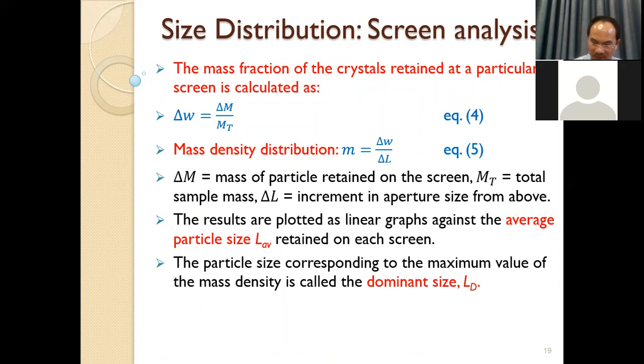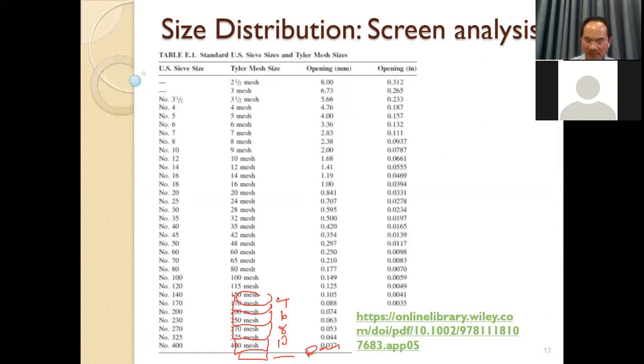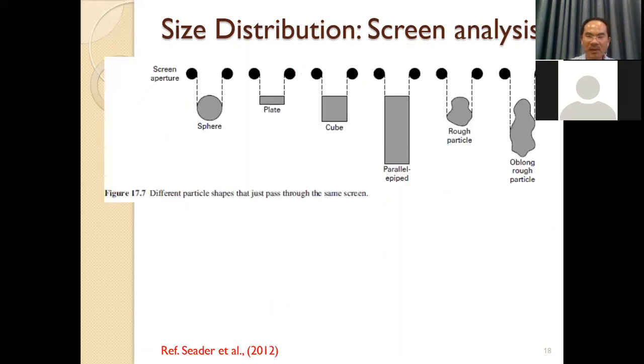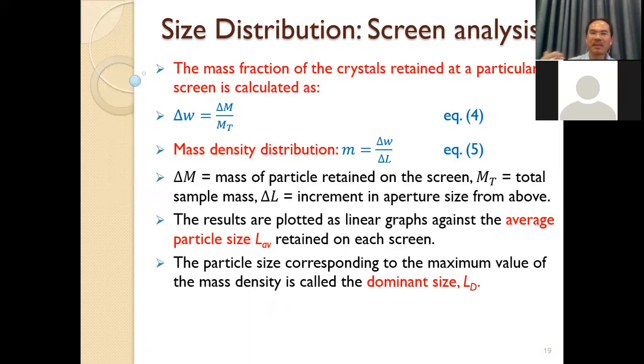For that case, we have screen number 1, number 2, number 3, number 4, and pan. This is the pan. It may be number 4, number 6, number 8, number 10, and pan. You can use the shape for all, or it may be number 4, number 7, number 16, and pan. It's up to you. Then you use vibration, and then you analyze.